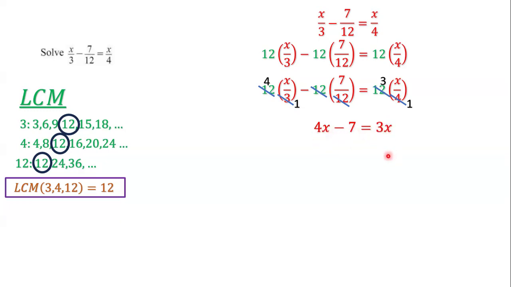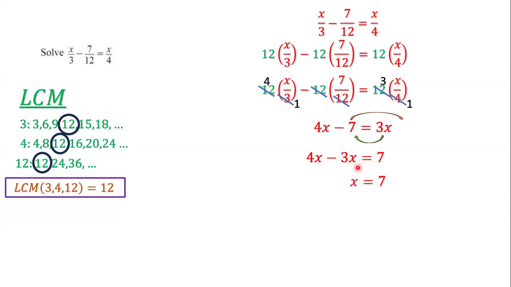And so what we do now is we take negative 7 and we send it over the equal sign. And we take positive 3x and we send it over the equal sign as well. Now, this was a positive. When we send it over the equal sign, it becomes a negative 3x. This was a negative 7. When we send it over the equal sign, it becomes positive 7. And so what we have is 4x minus 3x is equal to 7.